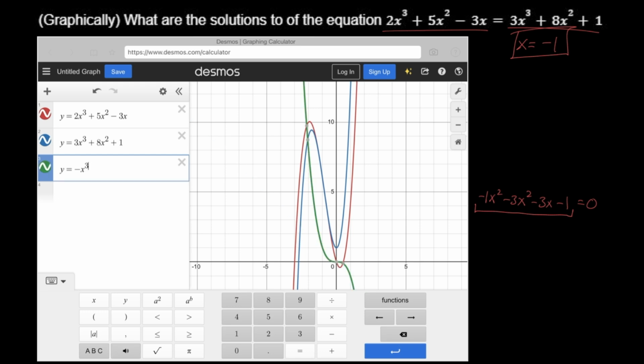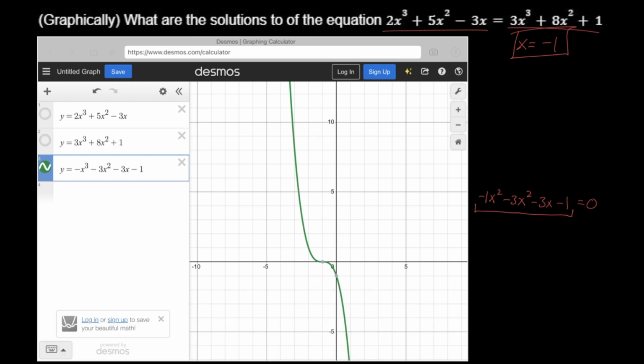Minus 3x squared, minus 3x, and minus 1. So you can see it there, and we're just focusing on that green one. You can see that the green one only hits the x-axis one time at -1, which is the same solution that we got when we graphed each side as its own equation. So regardless of which approach you take graphically, you'll get the same answer of x equals -1.